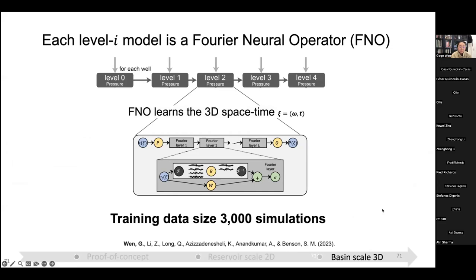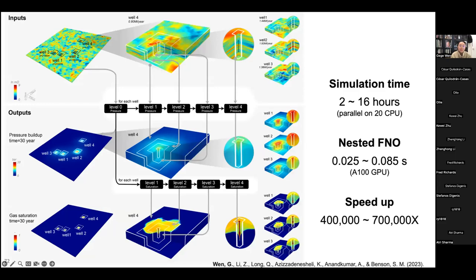So although the problem is very high dimensional and we have a very diverse data set, because we're using FNO, we were able to reduce our training data size to only 3,000 simulations. And here is the entire architecture of the nested FNO. In addition to the five pressure models, we also have four gas saturation models at the bottom. And we do not have a global gas saturation model because we have carefully designed the grid so that the gas saturation plume is always retained inside the refined grid.